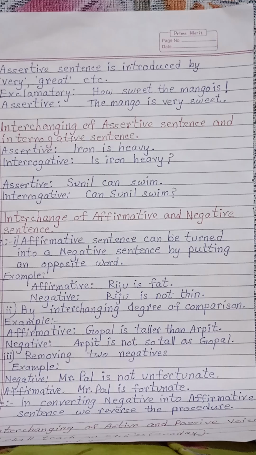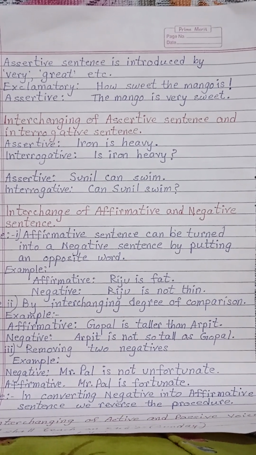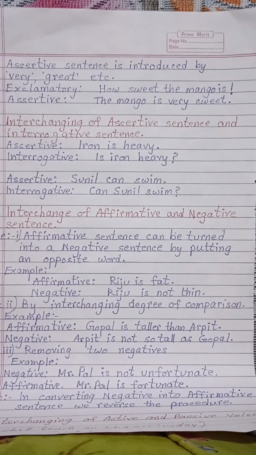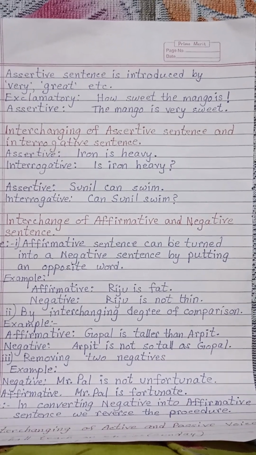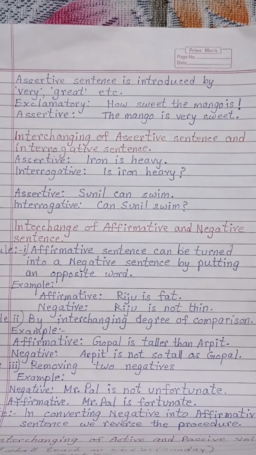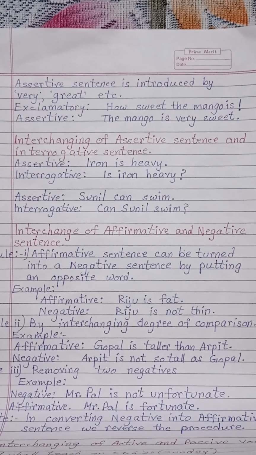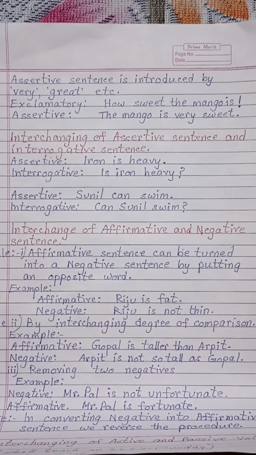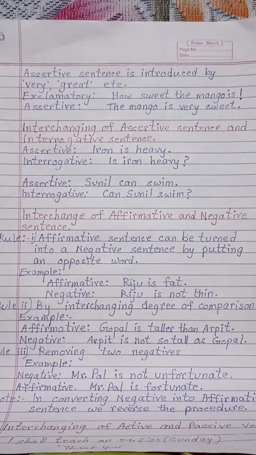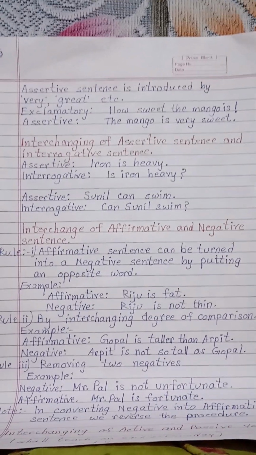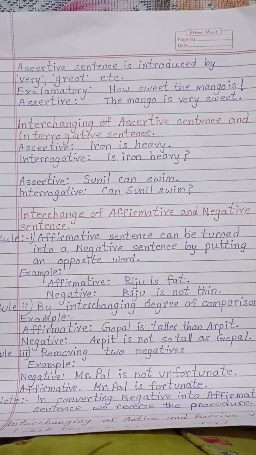Now, exclamatory sentence, how sweet the mango is! Exclamation. That is exclamatory sentence. We have to change into assertive sentence. The mango is very sweet.